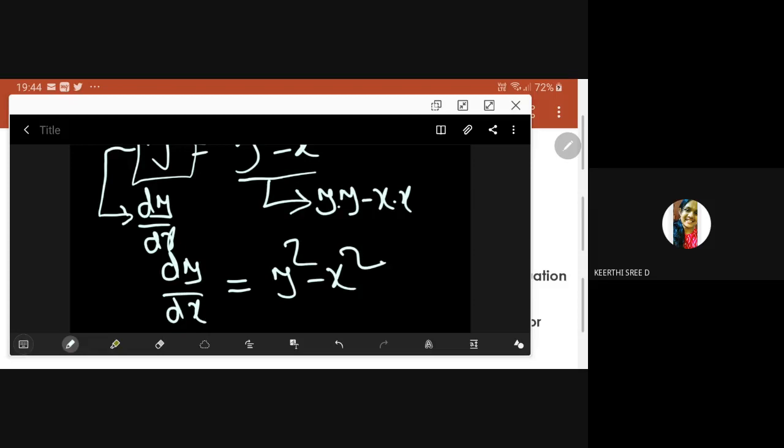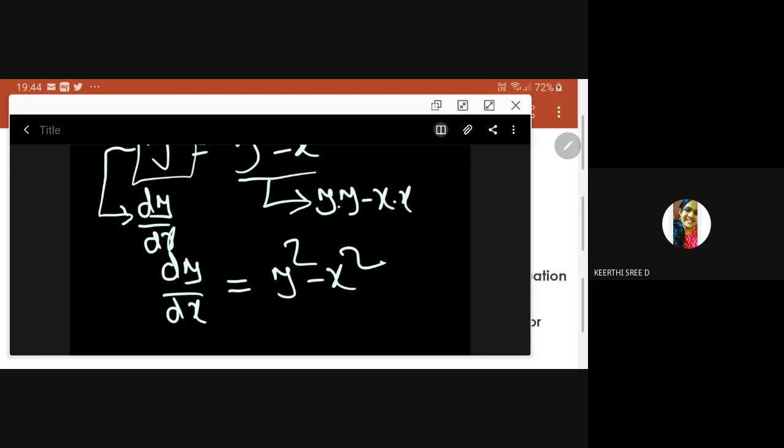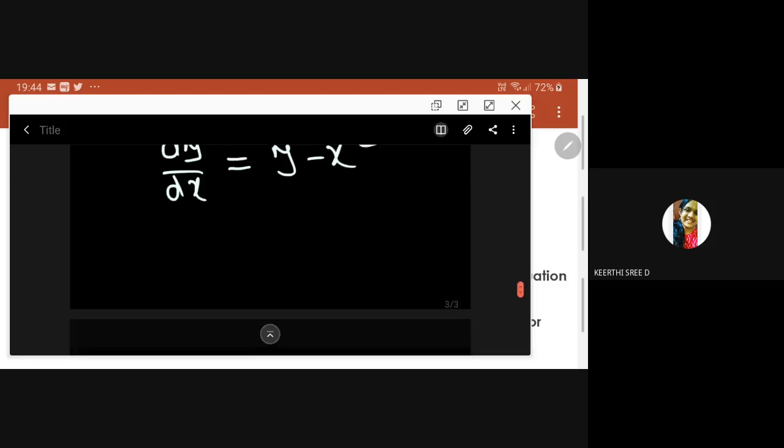That is one equation. Another equation I will write, see here. So I can write like dy by dx. Another example I am giving.